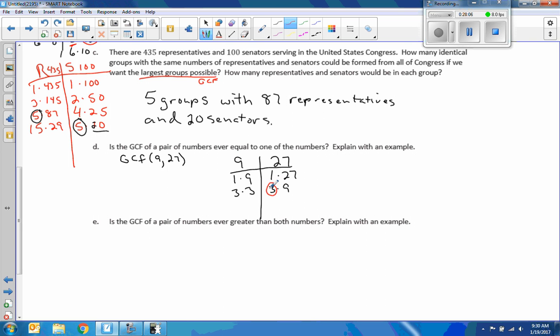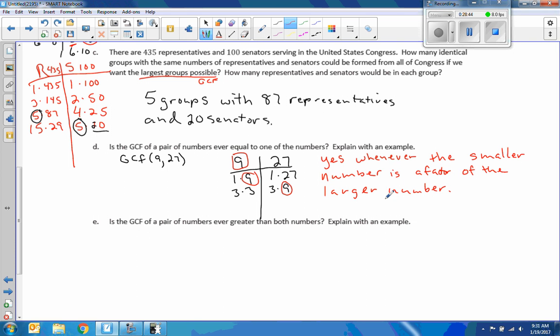Greatest common factor is 9, which is equal to one of the numbers. So the answer is yes. And it's whenever the smaller number is a factor of the larger number, because we always multiply by 1 and itself. So if 9 is a factor of this one, then 9 is a factor of itself, so therefore 9, the greatest common factor, is a factor of 27.